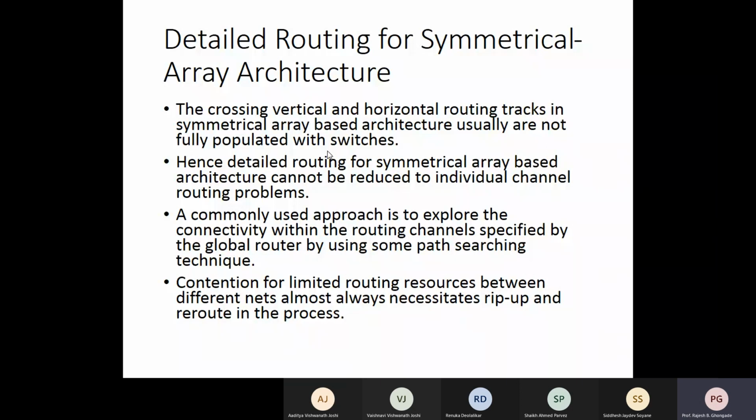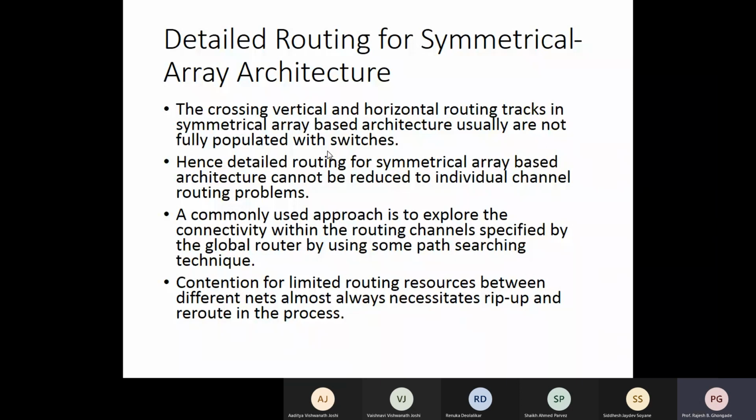Contention for limited routing resources between different nets always necessitates rip up and retry, or reroute, in the process. So there is a process called rip up and retry or reroute. Many times it is an iterative process wherein, if there is a contention, the algorithm has to remove those connections and try again. That is also there.